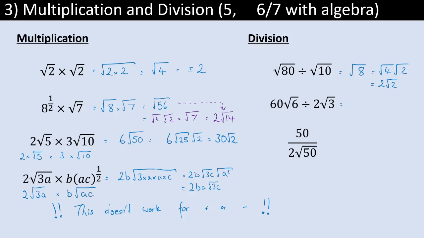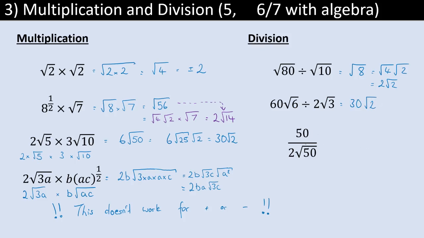Like we did with multiplying, I can do the same with division. I would divide my front numbers and divide my surds separately. So I'd have 60 divided by 2, which is 30. Root 6 divided by root 3 is root 2.